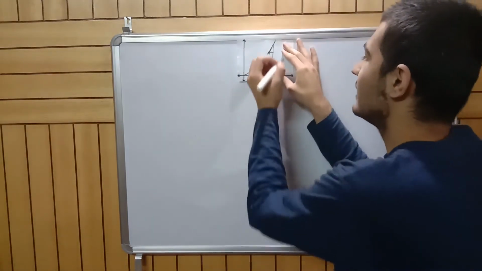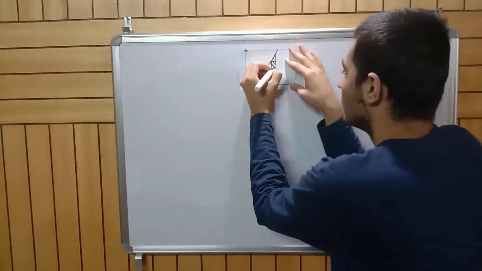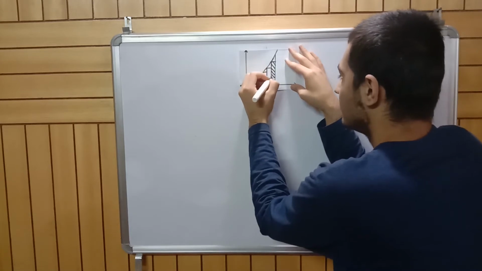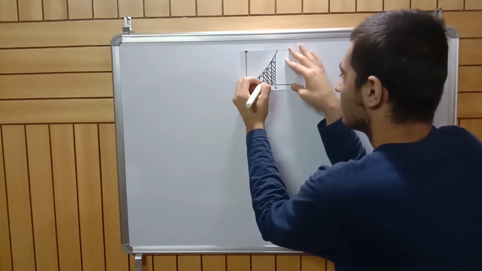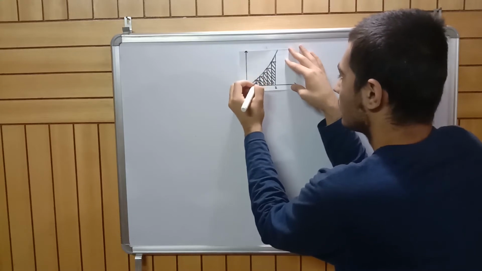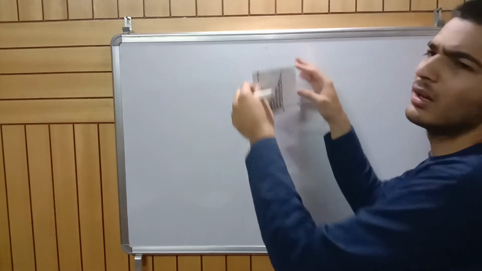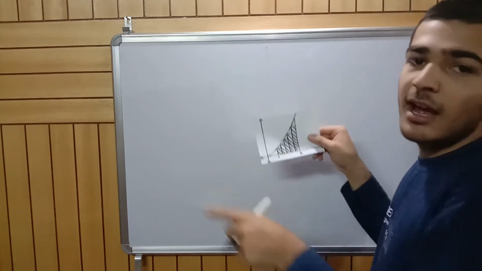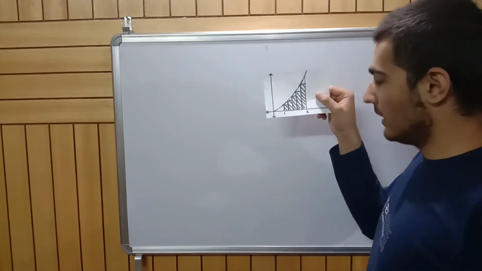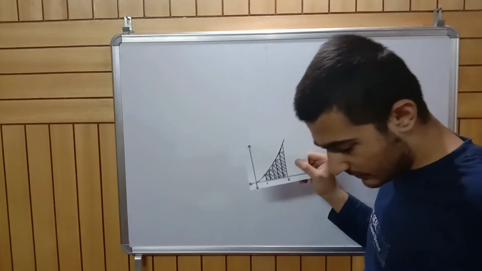And I'll just shade the area of them. The first rectangle, the second rectangle, third rectangle, fourth rectangle, fifth rectangle. I shaded all of them. There you go. And now I'll just cut them out quickly.